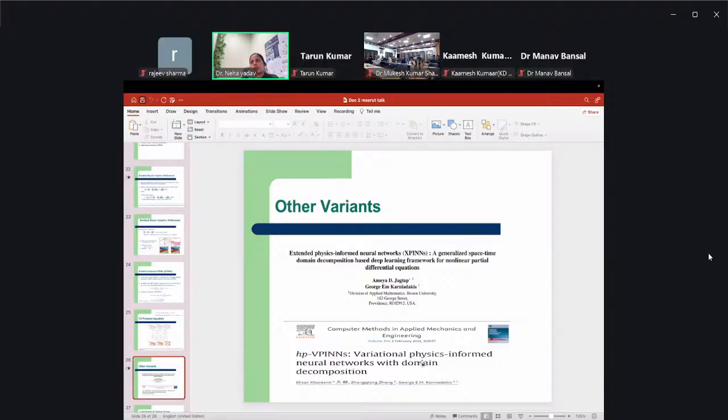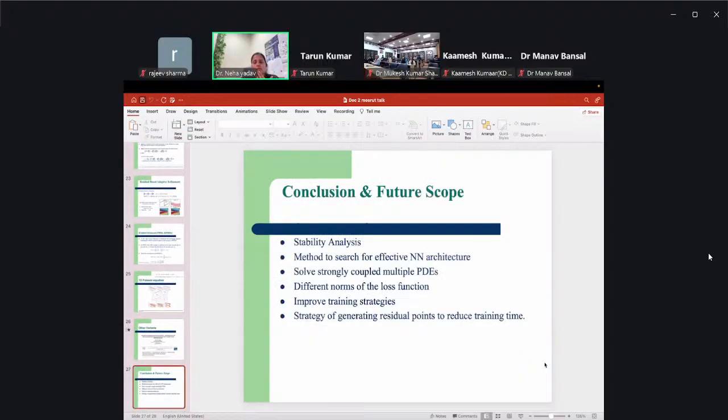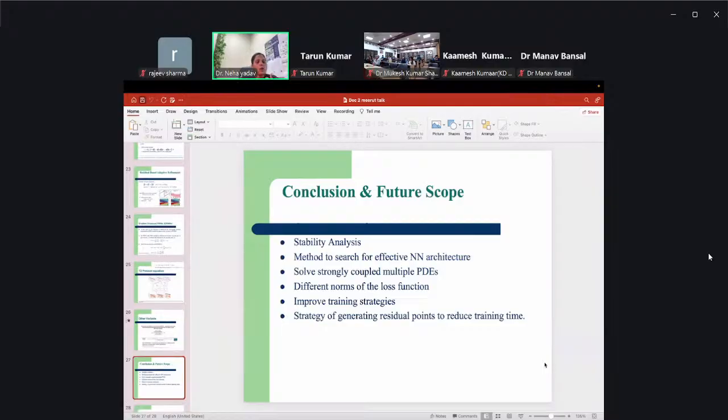XPINNs are based on domain decomposition. Suppose we have a bigger domain; we discretize it into subdomains, fit a PINN in each subdomain, and then find the overall residual error. HP-PINNs and VPINNs are also variations of the physics informed neural network. So that's all about my talk, where I wanted to show how the mathematical perspective of PINNs works.